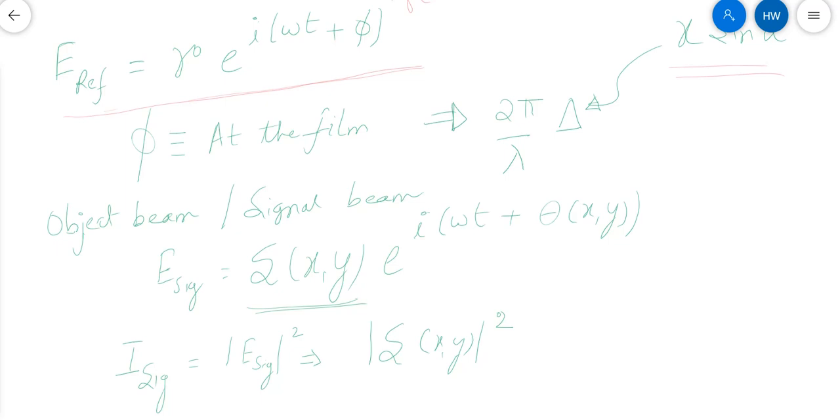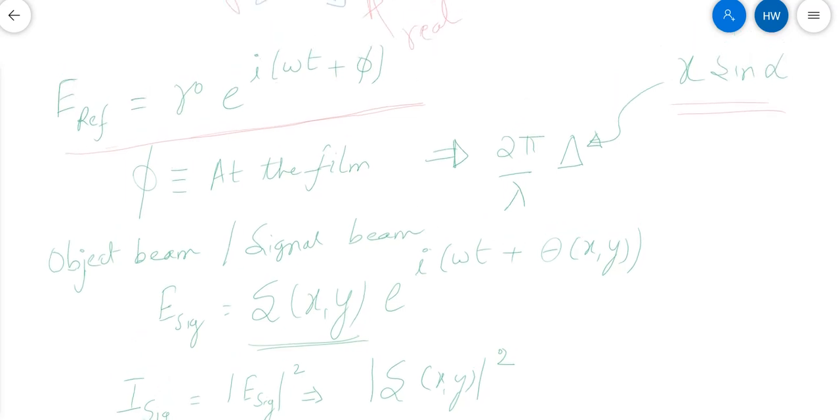So this is continuation of the discussion on holography. Recall we were discussing the expression for the formation of the hologram. Let me quickly recall a few details.